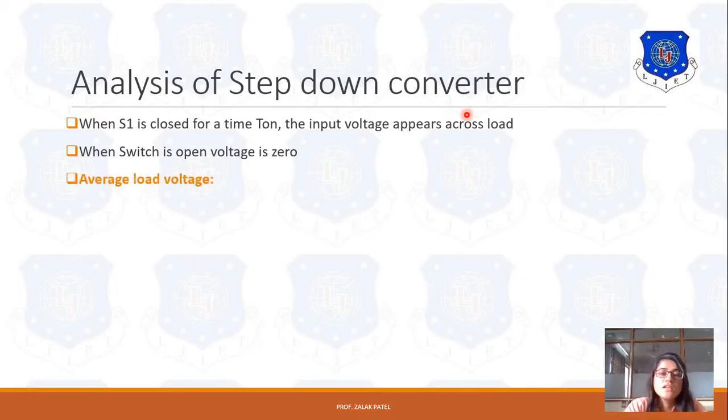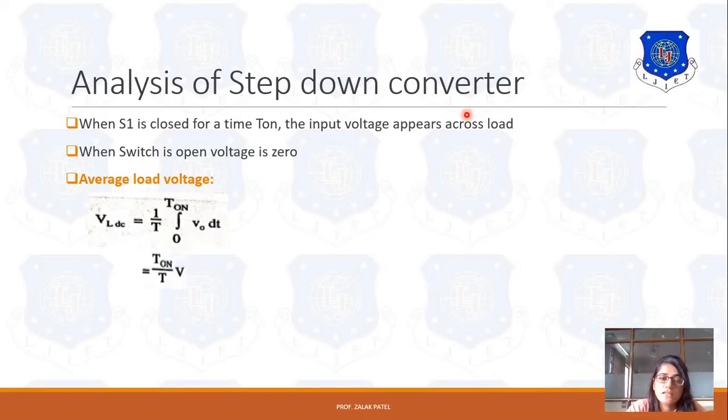Now the average load voltage is given by VLDC. So VLDC is equal to 1 upon T integration from 0 to T on time V0 dt. Why do we take 0 to T on time? Because in that time period only we get the waveform, otherwise it is 0. That's why the integration is from 0 to T on time for V0, because V0 is our variable voltage. So 1 upon T, 0 to T on, V0 dt.